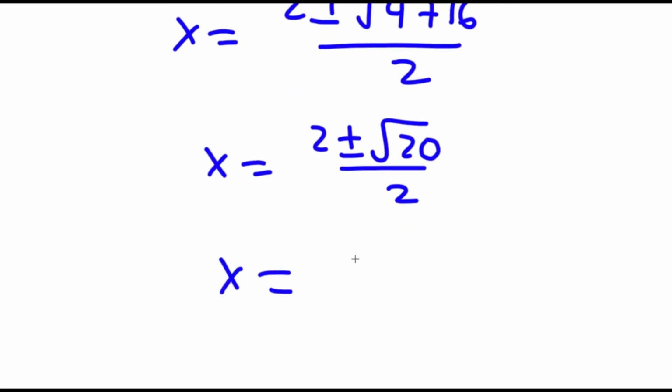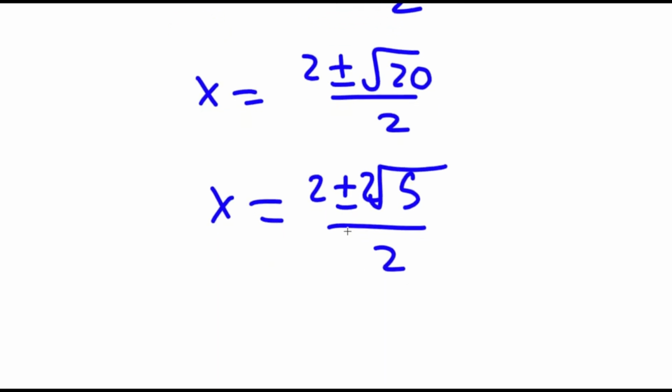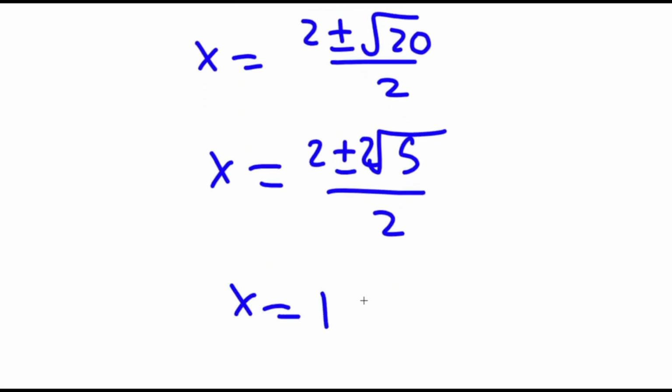And the square root of 20, that's the same thing as 2 root 5. So now this is simplified into 1 plus or minus the square root of 5.